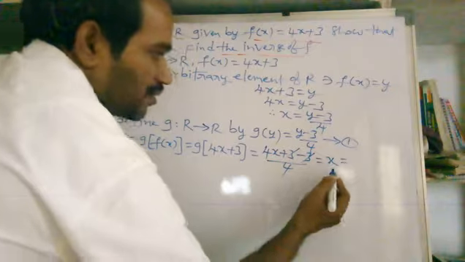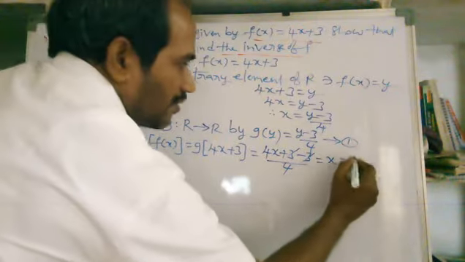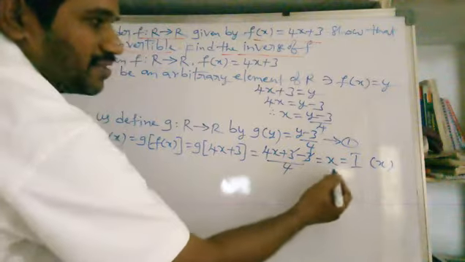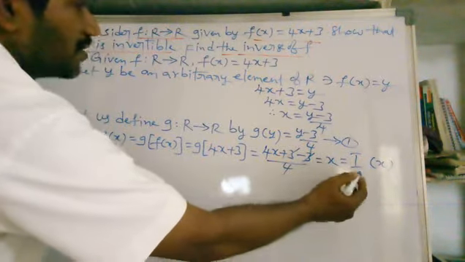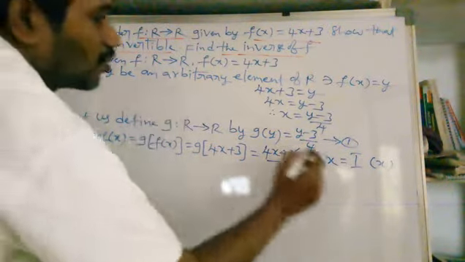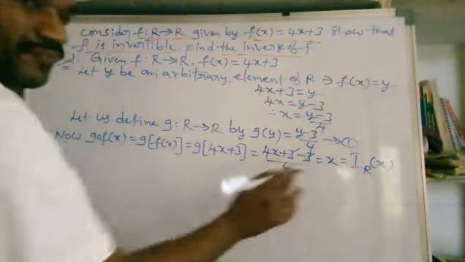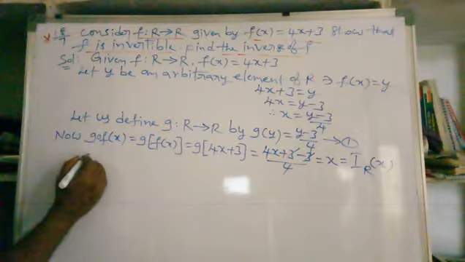So x is equal to I of x, by the identity definition. I is the identity function. In the suffix, take the domain. Here the domain is R, so I_R of x is equal to x. Next, f circle g of y.